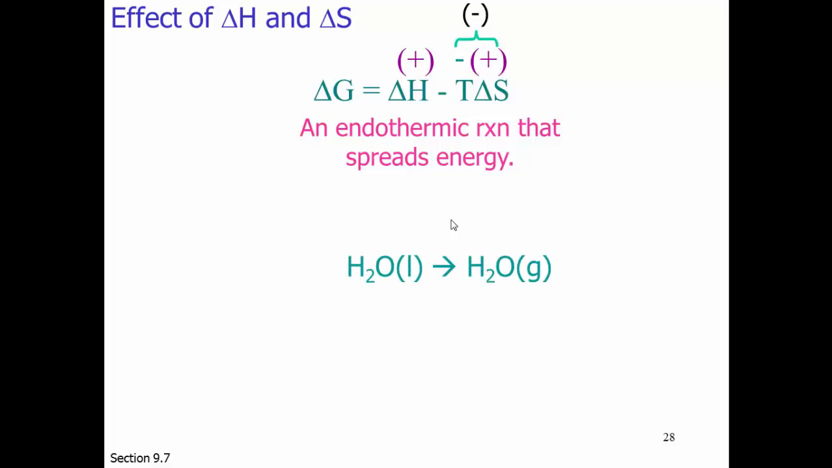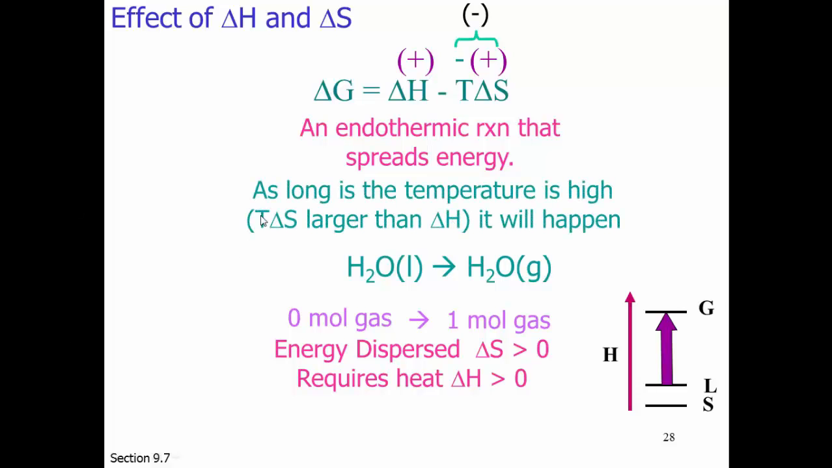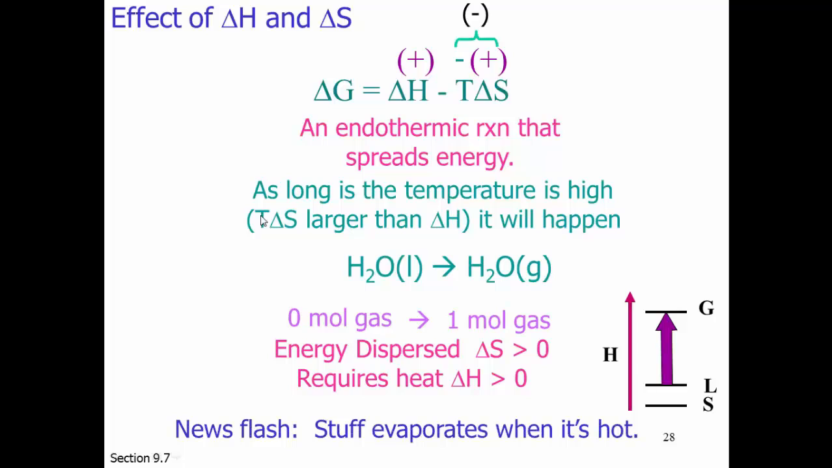Here's an example. Water evaporating. We go from 0 moles of gas to 1 mole of gas. So delta S is positive. It requires energy input in the form of heat, so delta H is positive. A positive delta S only works when temperature is high. So newsflash to you, stuff evaporates when it's hot. Positive delta S reactions work when the temperature is high.